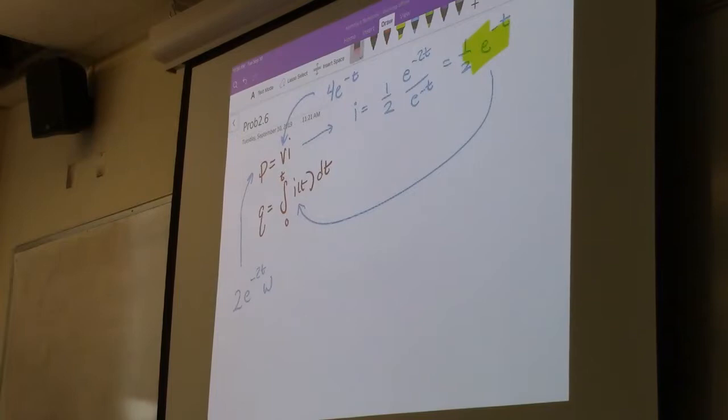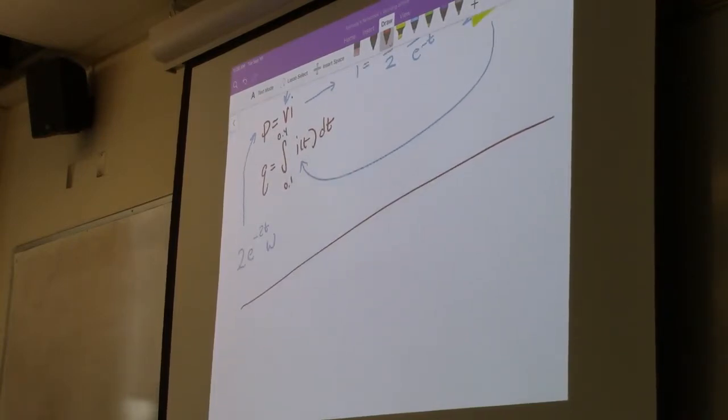But our period of time that we're concerned with is going to be, as they say, between 0.1 and 0.4 seconds. So we have to find the integral.